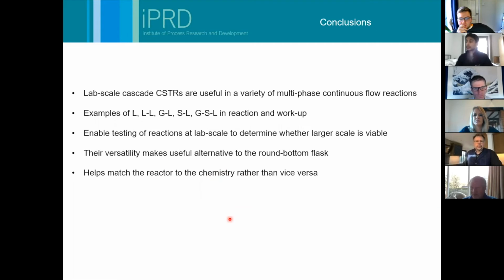So because of the versatility, it's much easier to use them for a variety of different types of reactions.